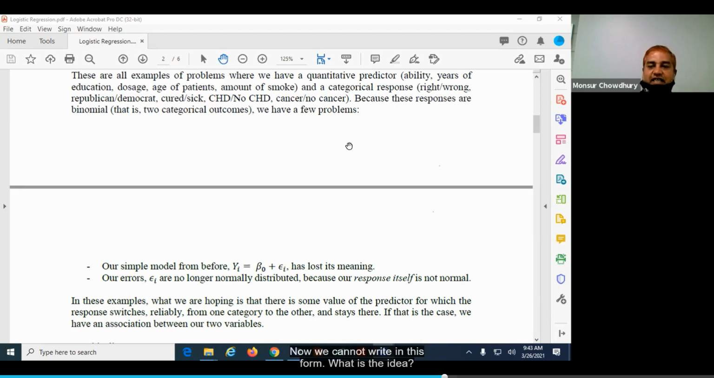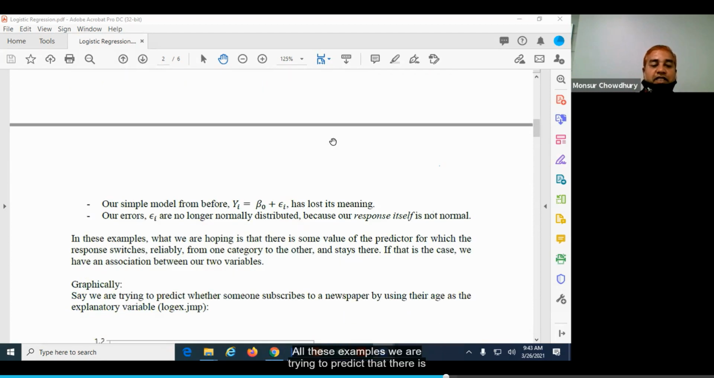So what is the idea? What can we do, or how can we write our models? In all these examples, we are trying to predict that there is some value of the predictor for which the response variable switches reliably from one category to the other category and stays there. So if this is the case, you have an association between the two variables.